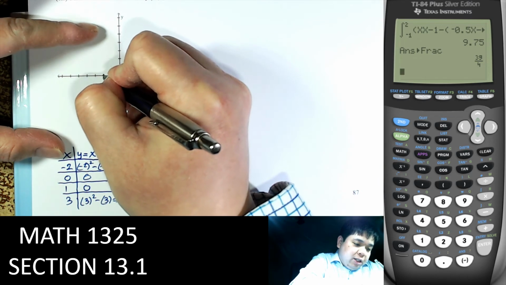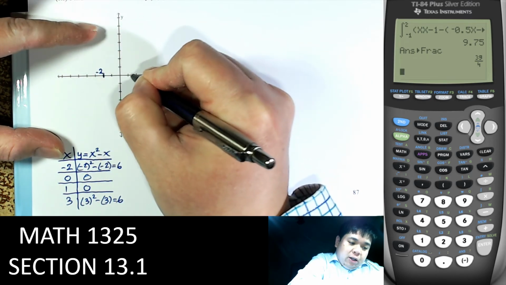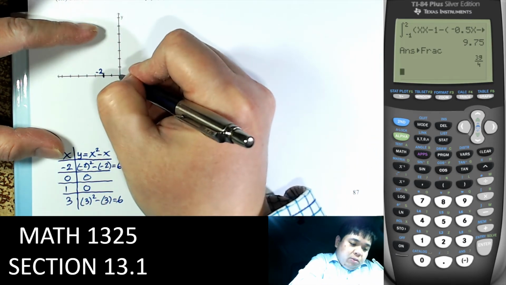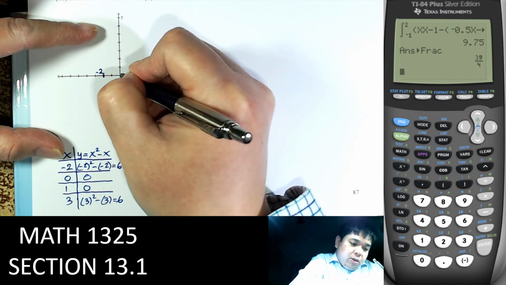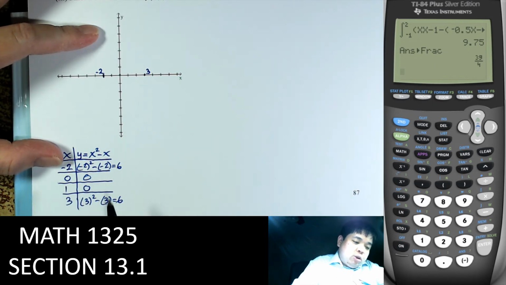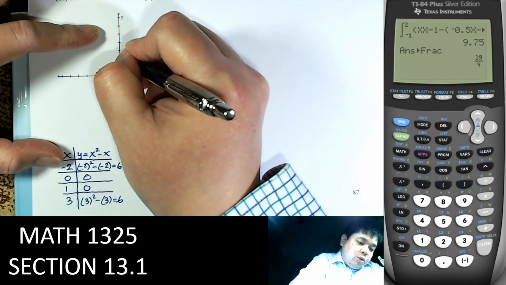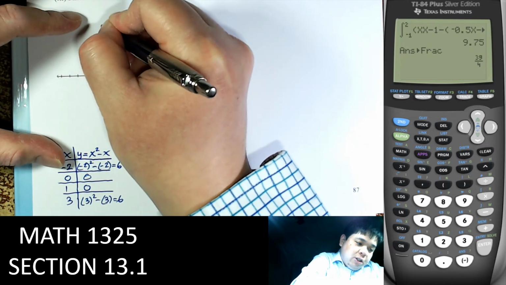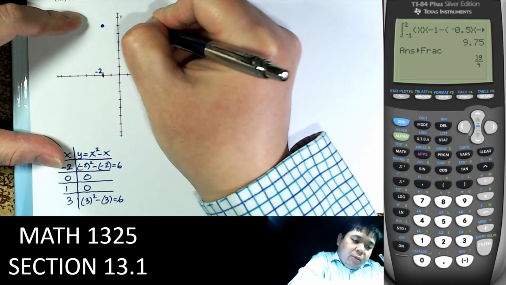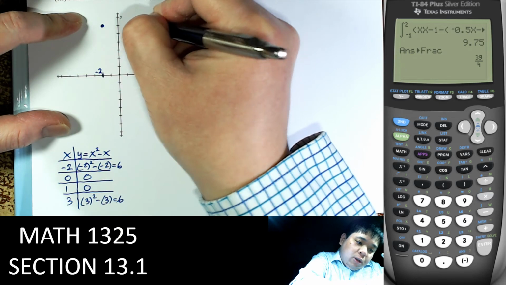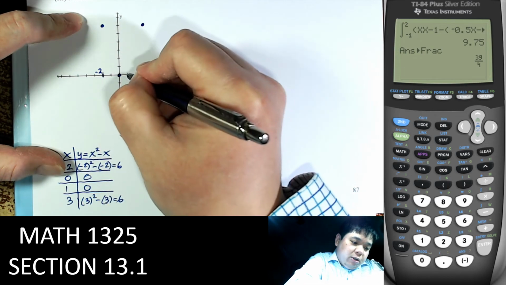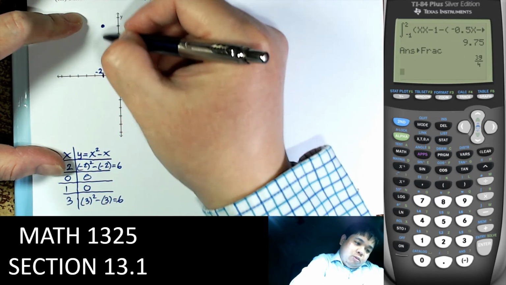So this is -2, this is 3, 0 is 0, and 1 is 1, right? When x equals -2, y equals 6: 1, 2, 3, 4, 5, 6. And 3 is also 6. And 0, 0, and 1, 0. So the parabola goes like that.